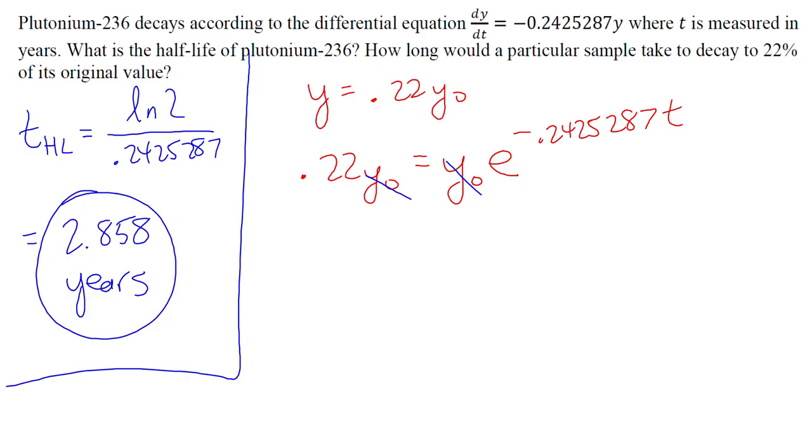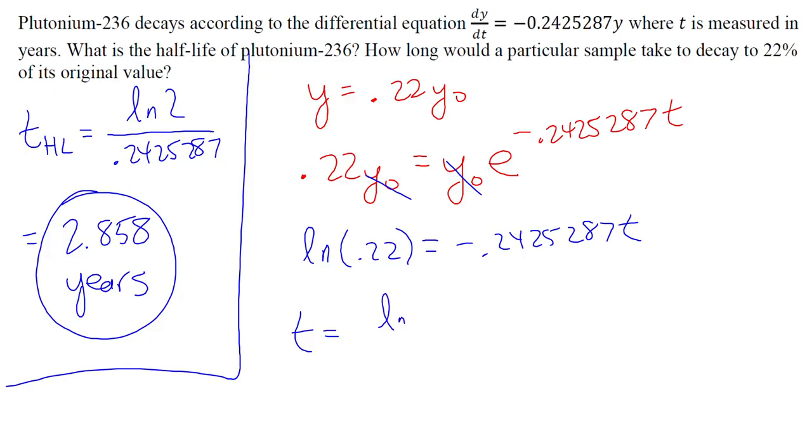It doesn't matter how much we actually started with. We just want 22% of what we started with. Then we'll take the natural log of both sides, giving us natural log of 0.22 is negative 0.2425287t, or t is the natural log of 0.22 divided by negative 0.2425287.